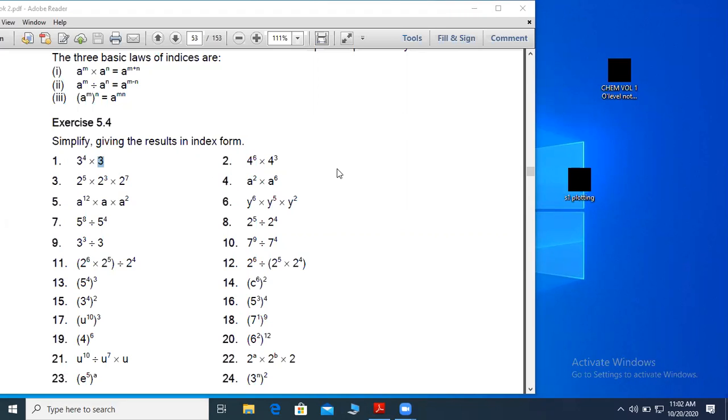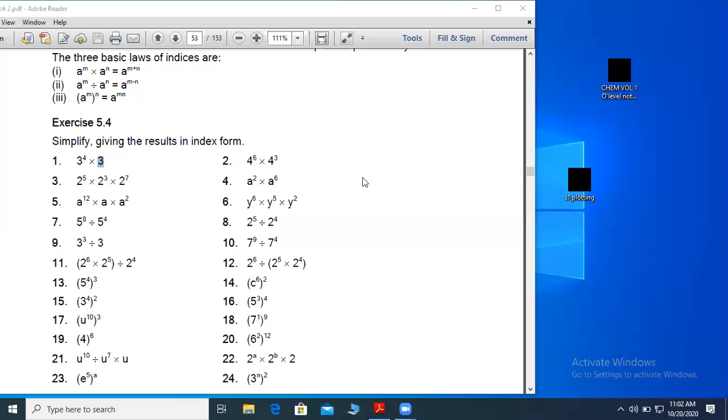So I was telling you that if they don't put the power, it means the power is 1. So this is 3 to power 4 times 3 to power 1. So you will write one base and add the powers, which will be 4 plus 1. So the answer will be 3 to power 5.